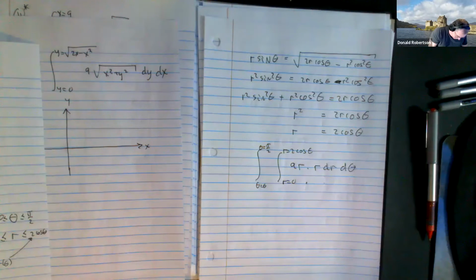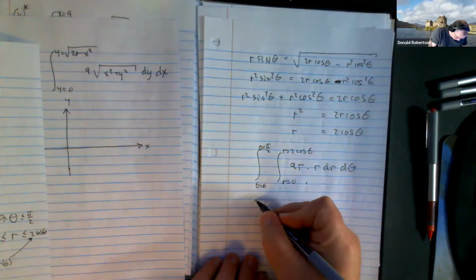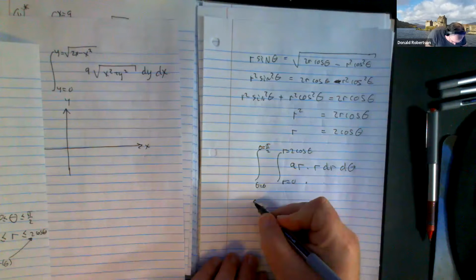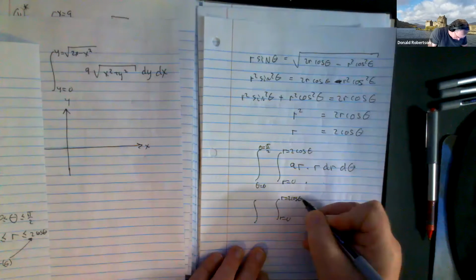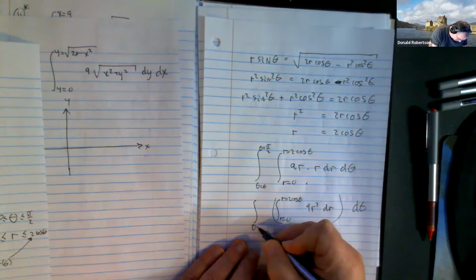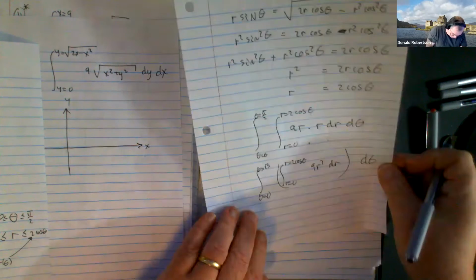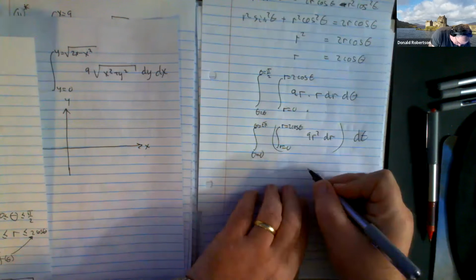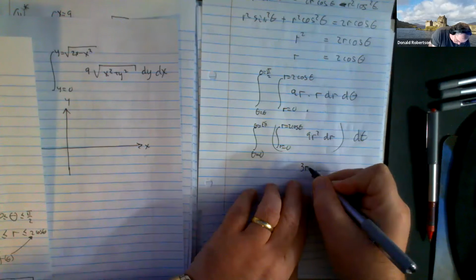So it's going to be the integral from r equals 0 to 2 cosine theta of 9r squared dr. And then after that, we'll do the thetas. Well, add 1 to the power, divide by the new power, you get 3r cubed, evaluated at 0 and 2 cosine theta.